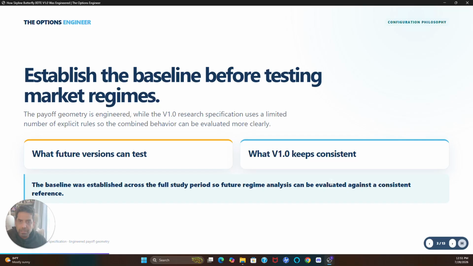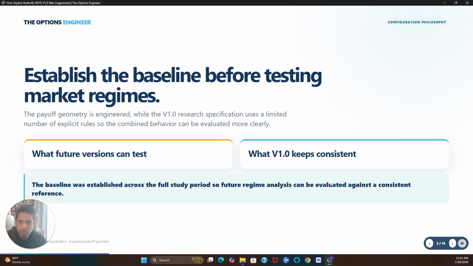The focus here is the research specification. Skyline Butterfly 0DTE version 1.0 uses an engineered payoff geometry, while the baseline test uses a limited number of explicit rules. I wanted the contribution of each assumption, structure, timing, gap condition, hold-to-expiration treatment, commissions, and slippage to remain visible.